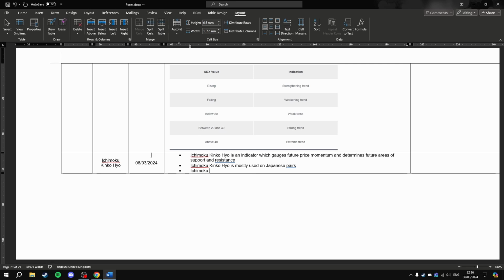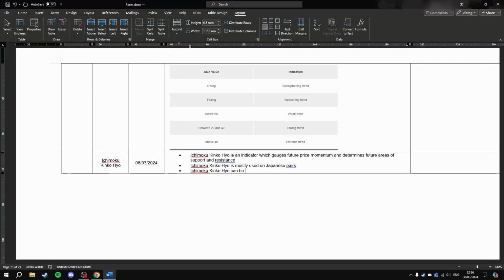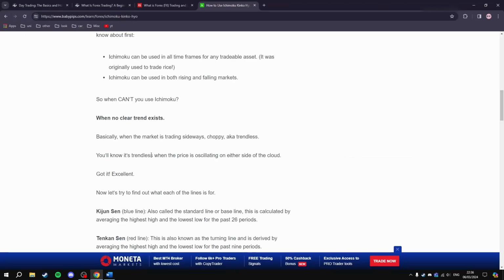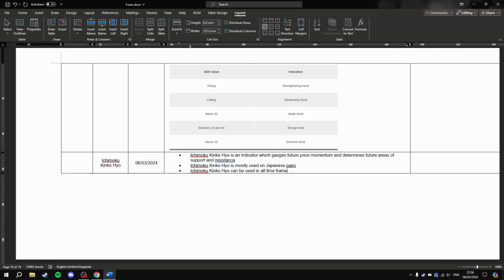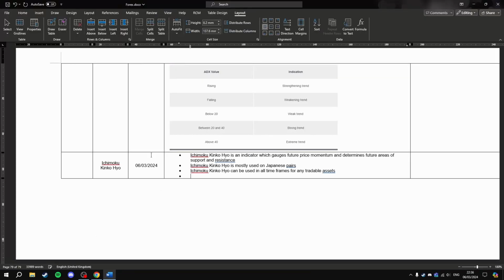So Ichimoku Kinko Hyo can be used in all time frames for any tradable asset. So I'm assuming that includes currencies, commodities, that sort of thing. Ichimoku Kinko Hyo can be used in both rising and falling markets.